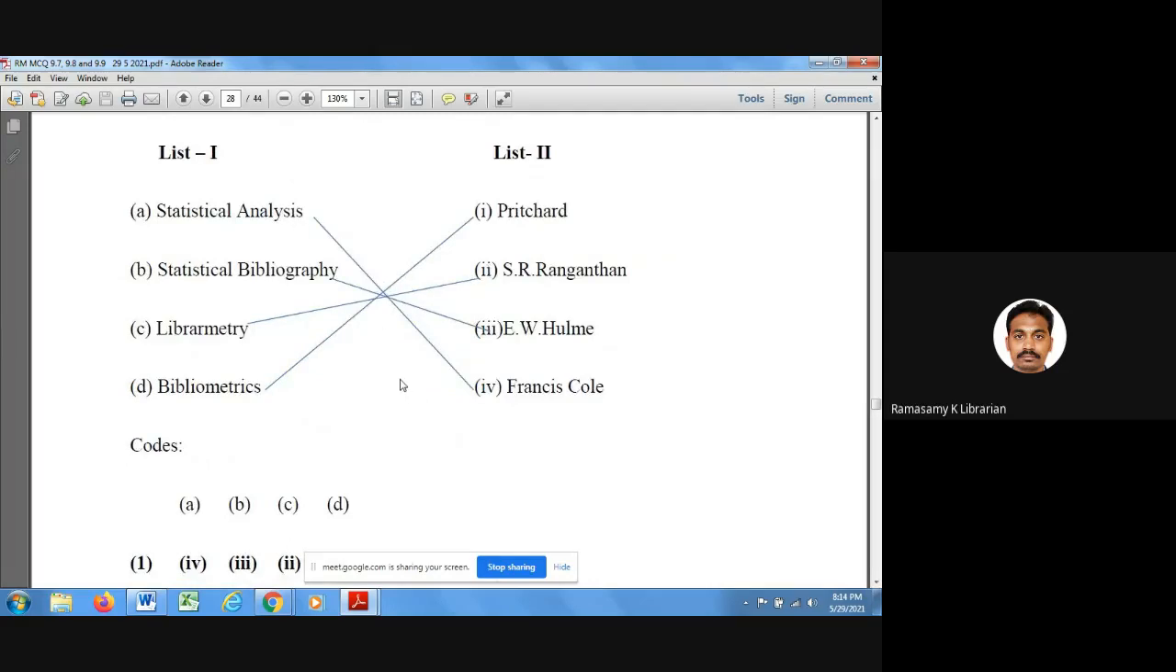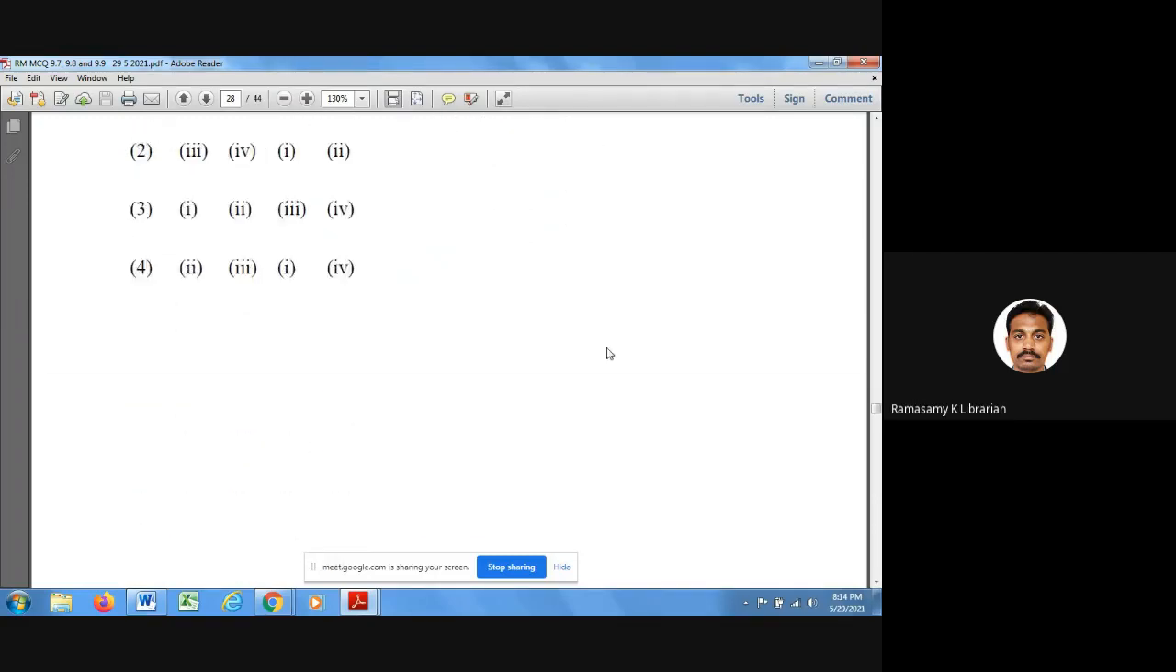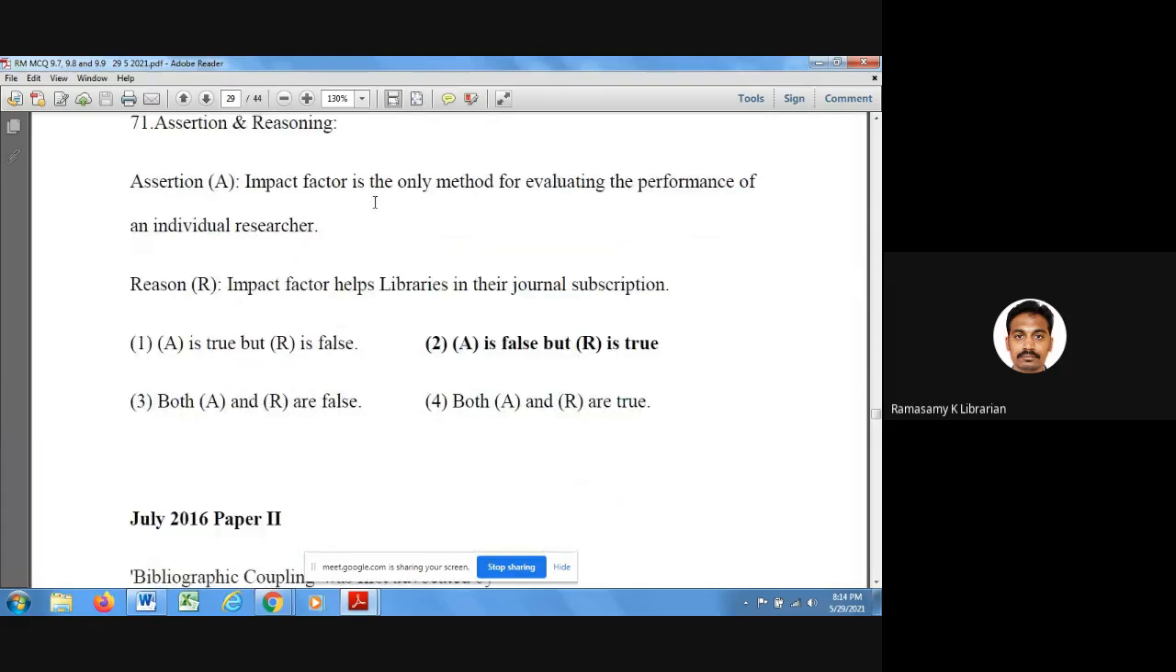Okay, fine. Then match the following. Who coined all these terms? Statistical analysis, the earlier name of bibliometrics, was coined by Francis Cole. Statistical bibliography, a word coined by E.W. Hulme. Bibliometrics was coined by Alan Pritchard. Librametry was coined by Dr. S.R. Ranganathan.